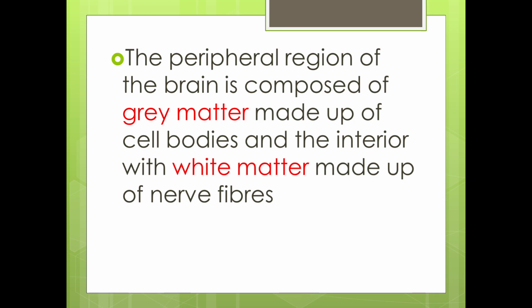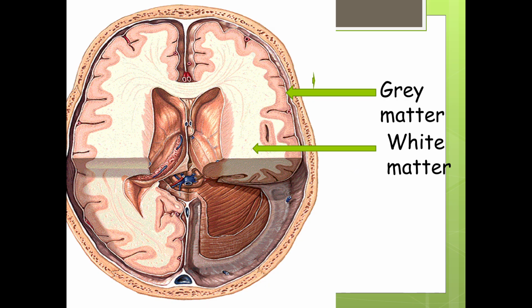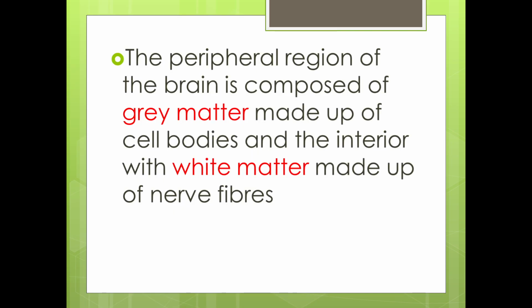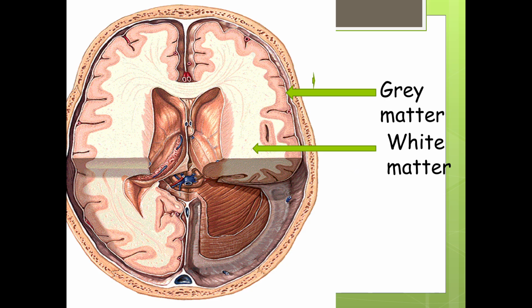If you take a cross section of the brain, you can identify two regions, the peripheral region or outer region and the inner region, in two different colors. The outer region of the brain is gray matter. The middle part or the inner part of the brain can be seen in white color, so you call it white matter.